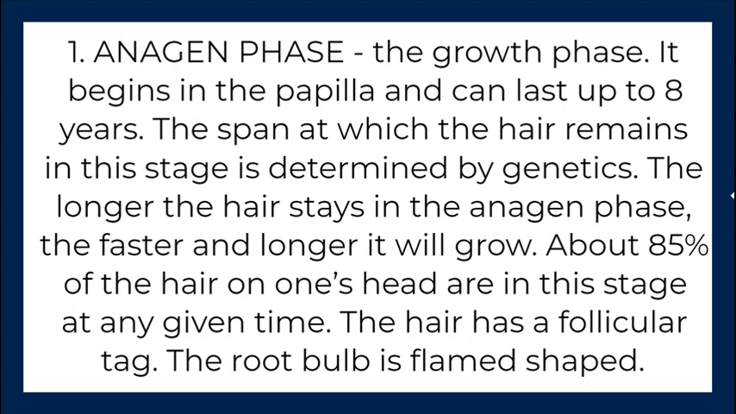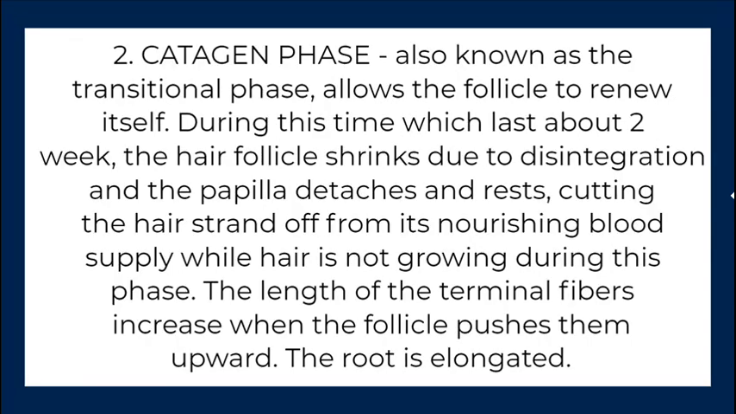The hair has a follicular tag. The root bulb is flame-shaped. 2. Catagen phase, also known as the transitional phase, allows the follicle to renew itself. During this time, which lasts about 2 weeks, the hair follicle shrinks due to disintegration and the papilla detaches and rests, cutting the hair strand off from its nourishing blood supply while hair is not growing during this phase.